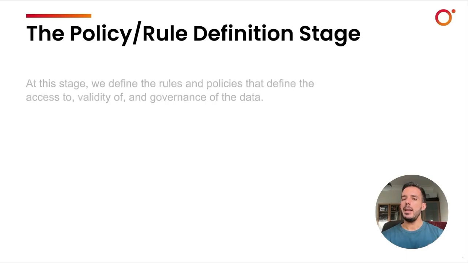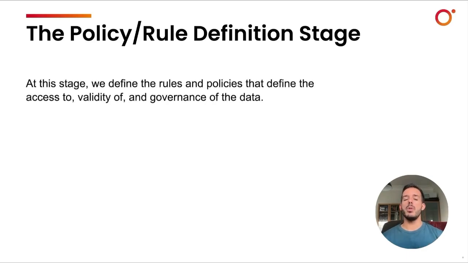Let's take a look. At this stage, as we covered, what we want to do is define the rules and the policies and define the access to or validate the governance of the data. In other words, we are going to create various different rules or policies that may apply to different scopes: access control, security, data retention, and so on.